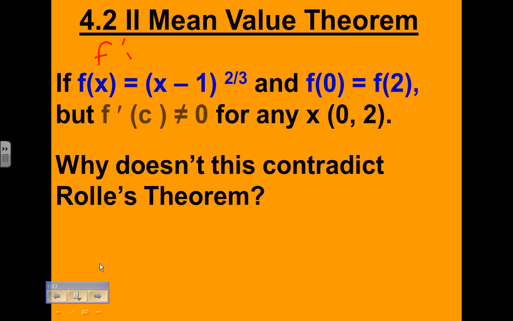So f prime of x equals negative 2 thirds times x minus 1 to the negative 1 third times 1. That's the derivative, isn't it? So this means it's actually f prime of x equals 2 over 3 times the cube root of x minus 1. Where is it not differentiable? At 1. Is 1 in the interval from 0 to 2?